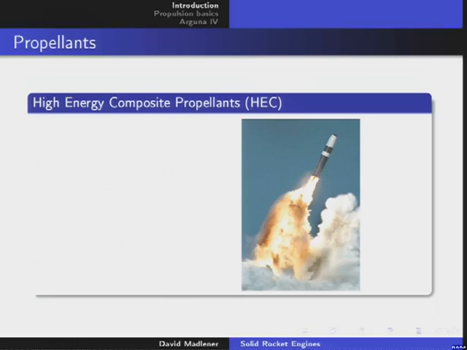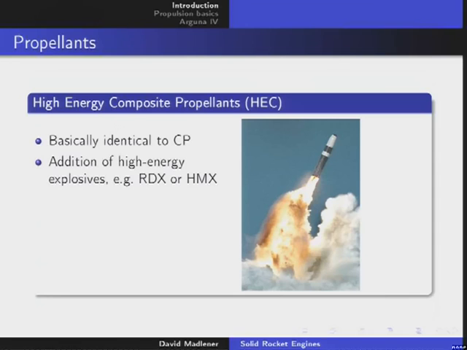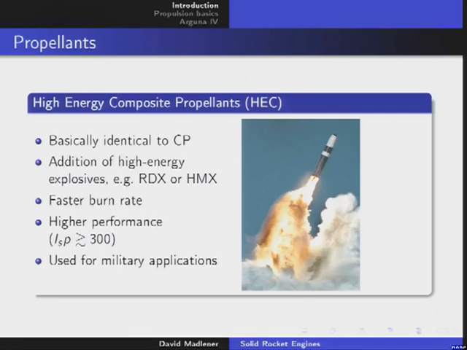composite propellants. These are called high-energy composite propellants, where you add to the mix some substances you normally wouldn't expect to find in a rocket engine. So it's basically identical to composite propellants, but you add like RDX or HMX, so substances you normally don't get. They put very, very fine crystals in it, and there are even more aggressive substances than these two, and there are not a lot of substances that are so aggressive. And you can push up the performance and the burn rate to over 300 seconds. It's of course only used for military applications, and it's dangerous.